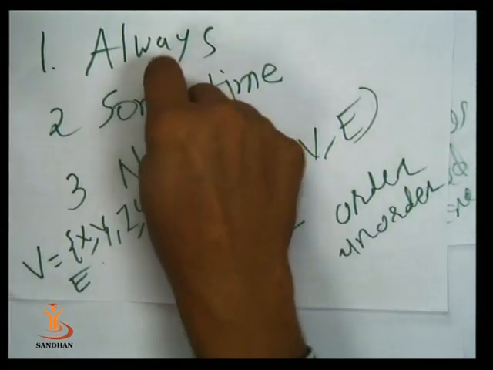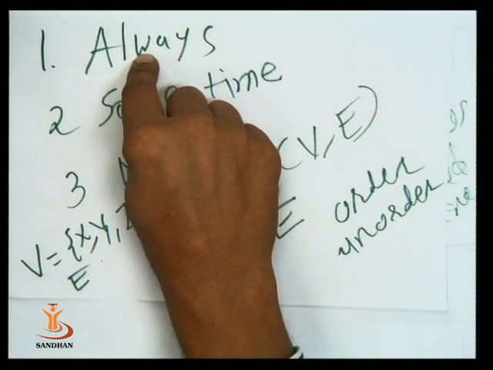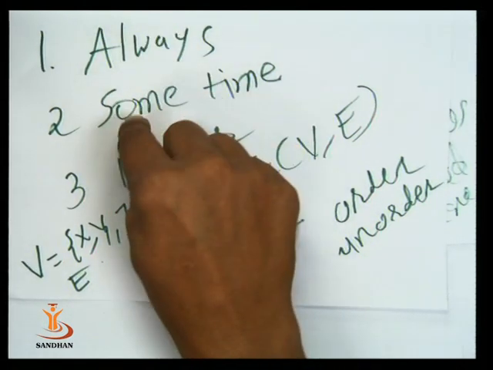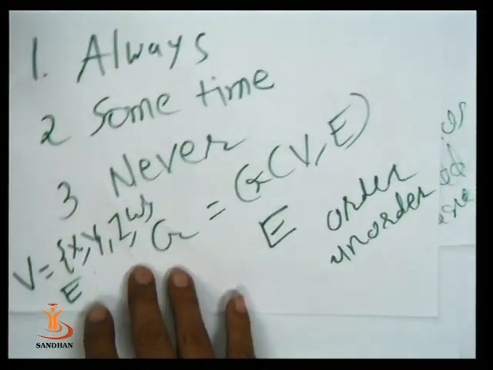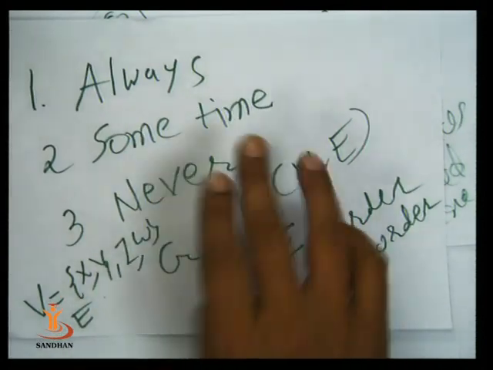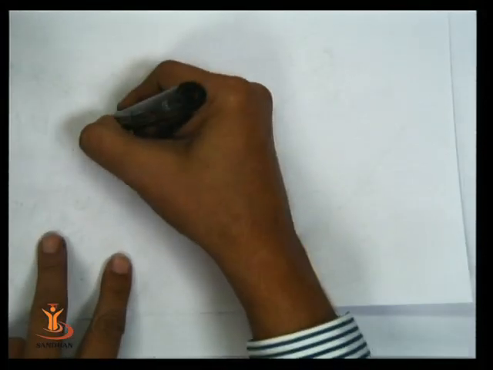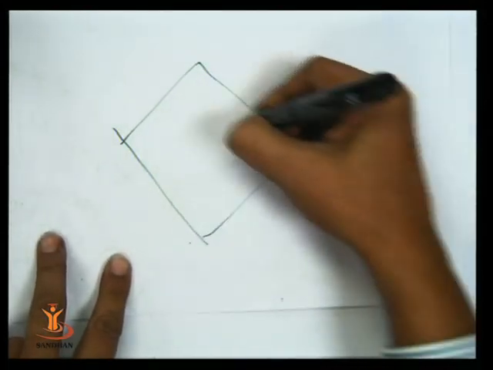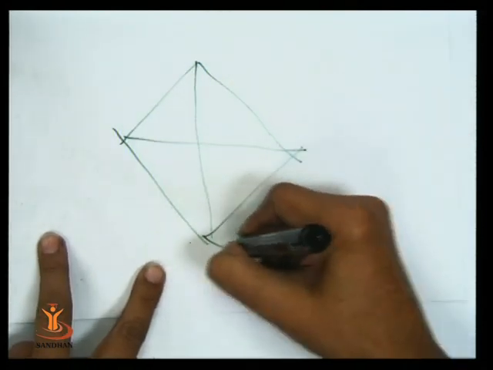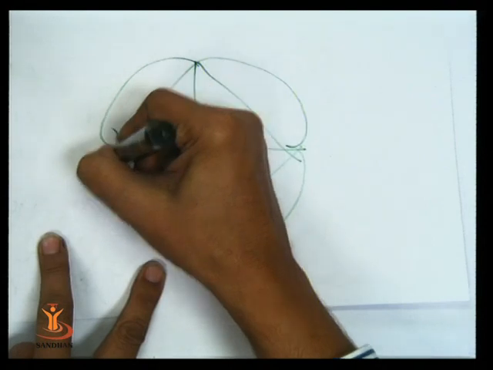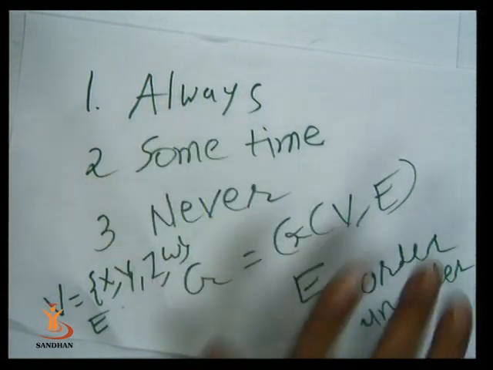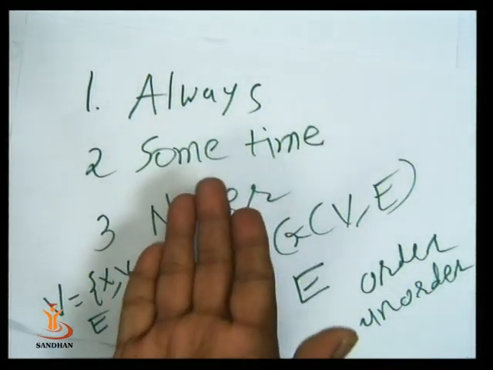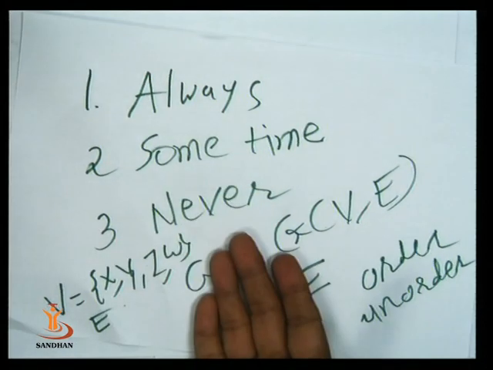An always traversable curve is a Euler graph. A sometime traversable curve or graph is a unicursal graph. And the remaining graphs are never traversable. Now we check whether this graph is always traversable, sometime traversable, or never traversable. Now there are three types of curves: always traversable curve, sometime traversable curve, never traversable curve.